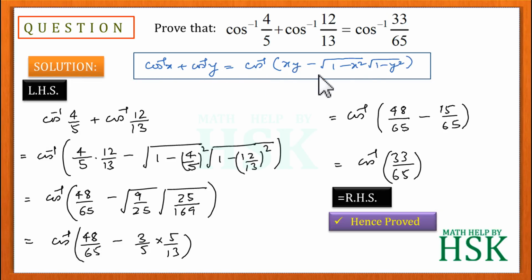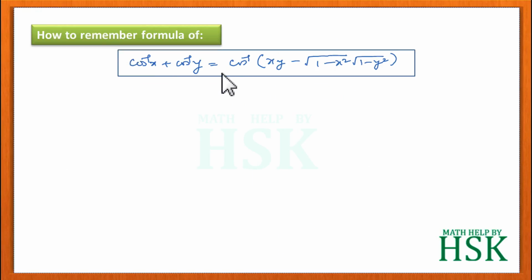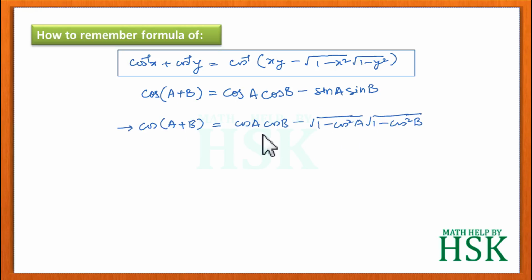Now we are going to remember a sort of trick by which we can always remember this result. For this you have to know this formula, cos of a plus b is equal to cos a cos b minus sin a sin b. Now we know that sin a is equal to square root of 1 minus cos square a. So I can write cos of a plus b as equal to cos a cos b minus square root of 1 minus cos square a into square root of 1 minus cos square b.